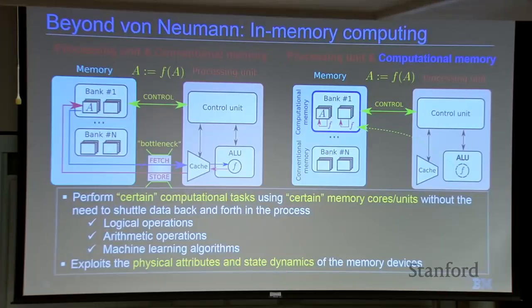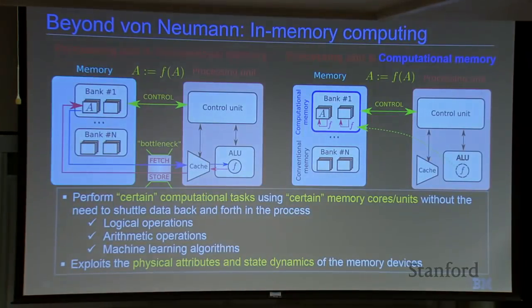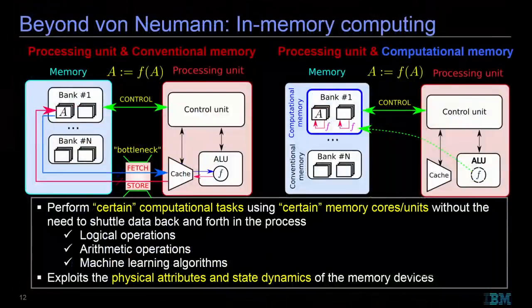So there are a few caveats here. Of course, we cannot do all kinds of stuff. We can perform certain computational tasks using certain memory cores in place without the need to shuttle data back and forth in the process. But having said that, we can do quite a few things. We can do logical operations. We can do arithmetic operations. We can even perform some optimization problems in this manner. And how exactly are we doing it? We exploit the physics of the storage devices. We exploit the physical attributes and state dynamics of these memory devices on which you store information. So that's the whole idea here.